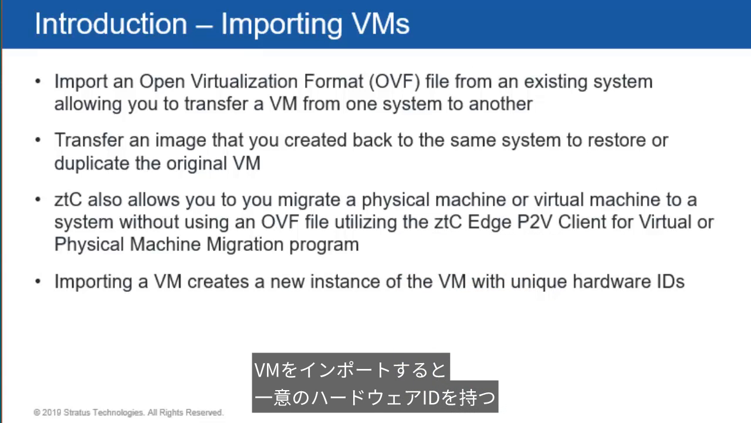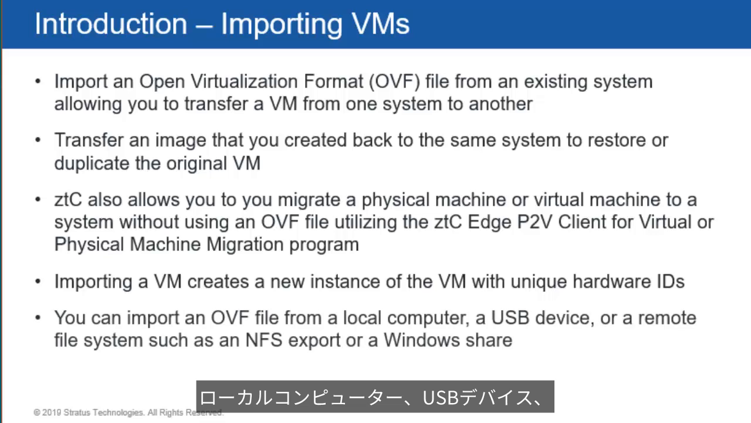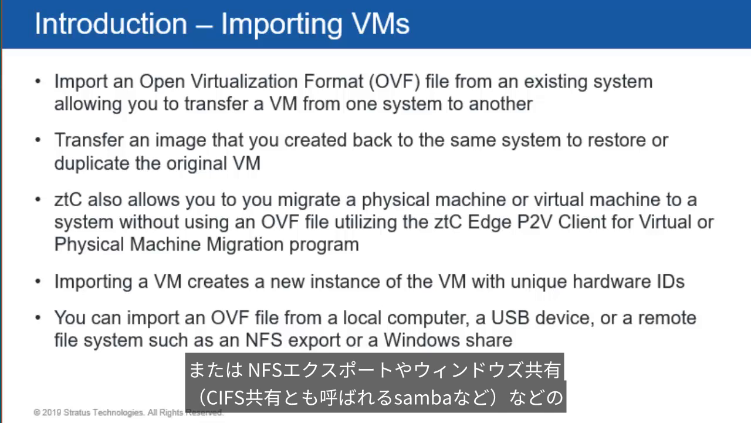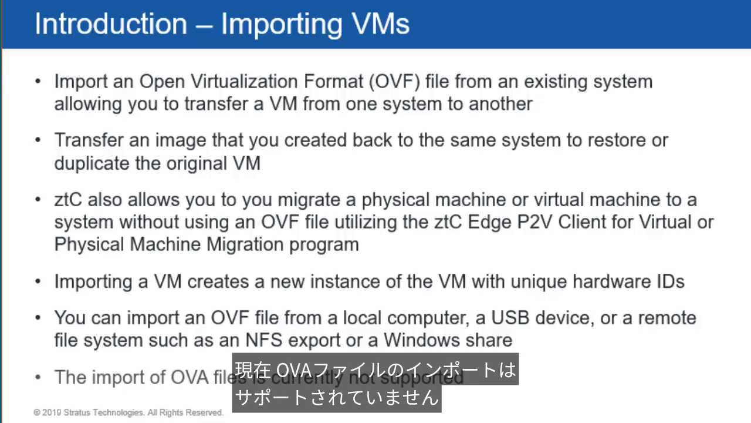Please note that importing a VM creates a new instance of the VM with unique hardware IDs. And you can import an OVF file from a local computer, a USB device, or a remote file system such as NFS Export or Windows Share, also known as CIFS Share, for example Samba. Please also note that the import of OVA files is currently not supported.